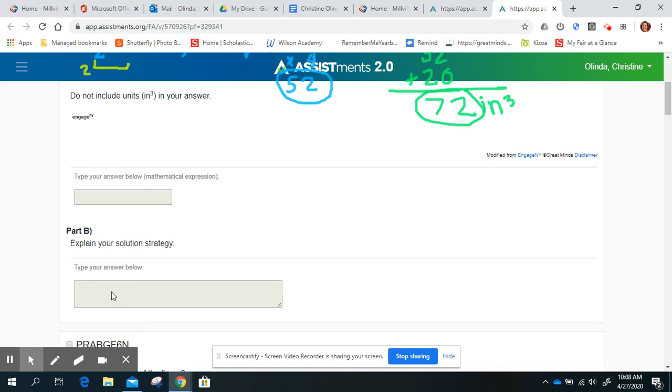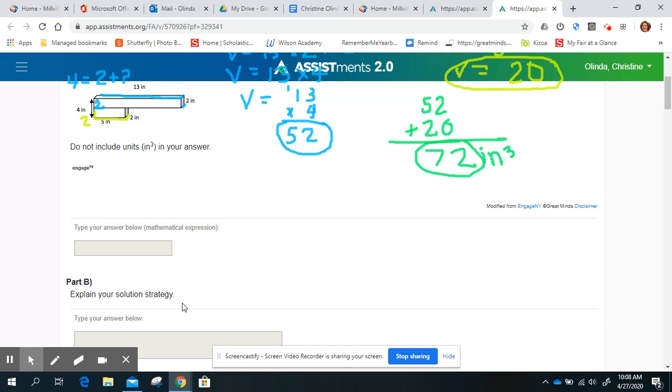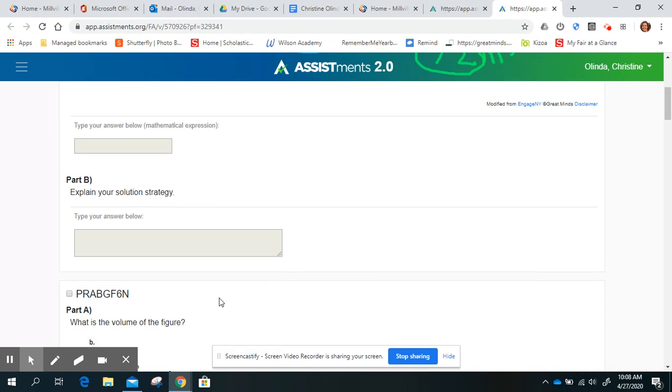When it says explain your answer, you will need to type in that you found the volume of the first figure by doing length times width times height by multiplying to get 52. And then you found the volume of the second figure to get 20. And then you added them together to get 72.